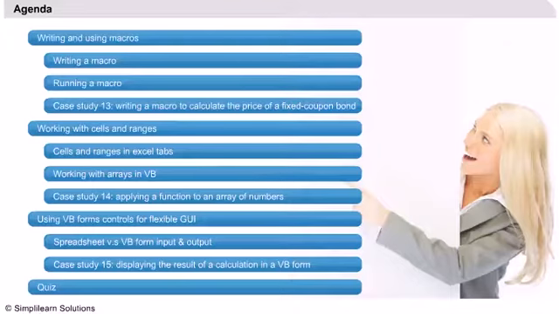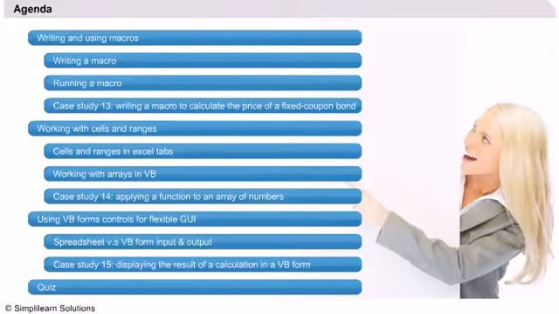We will then wrap up this part with Case Study 13, where we will apply our knowledge through a practical example of a macro for the pricing of a fixed coupon bond. Our next part will then focus on the use of cells and ranges in Excel. We will learn how to manipulate ranges and cells in Excel tabs, how to work with arrays, and finish this section with Case Study 14, through which we will learn how to apply a function to an array.